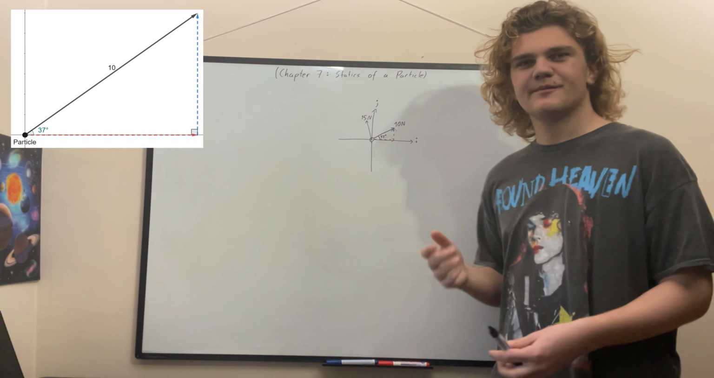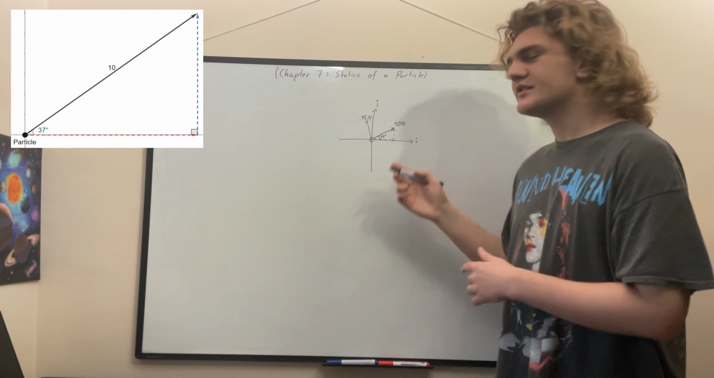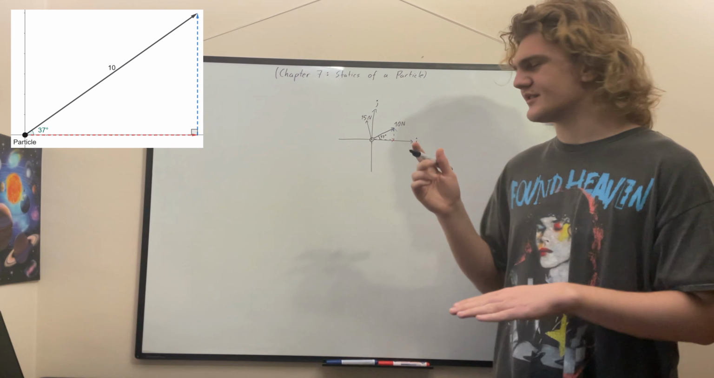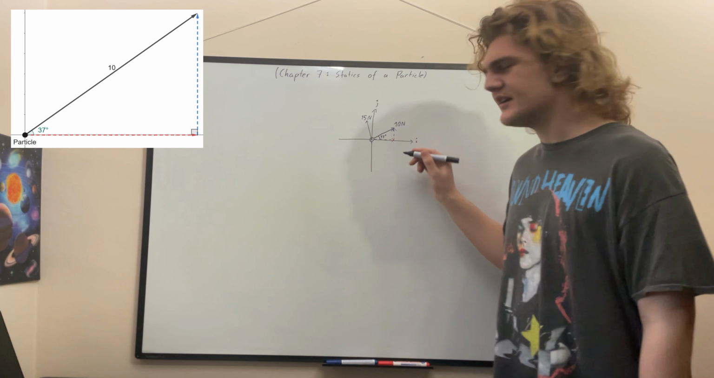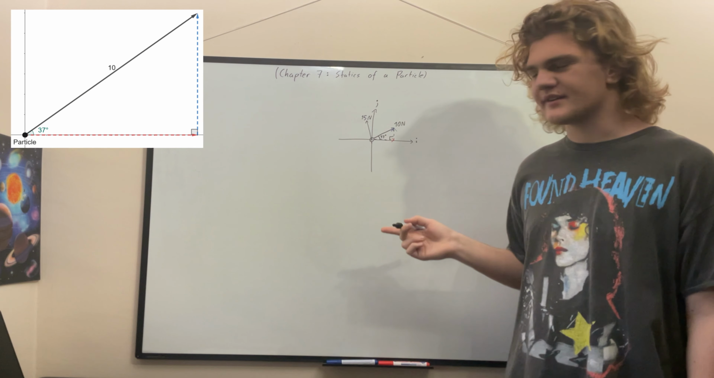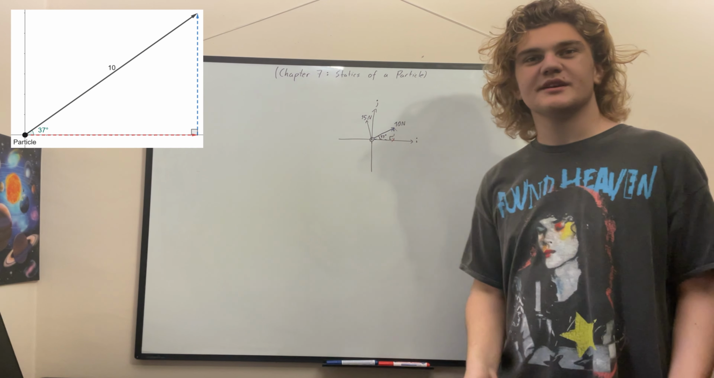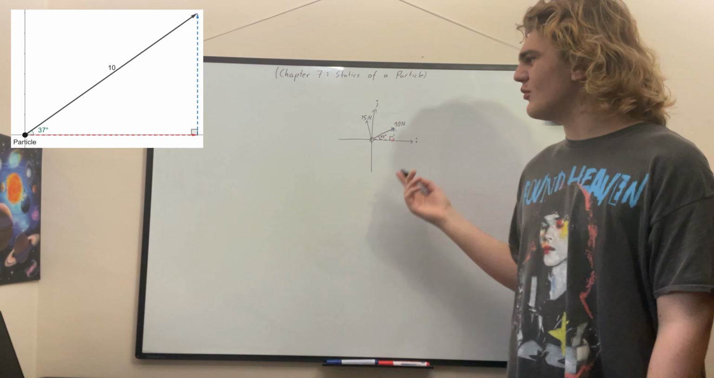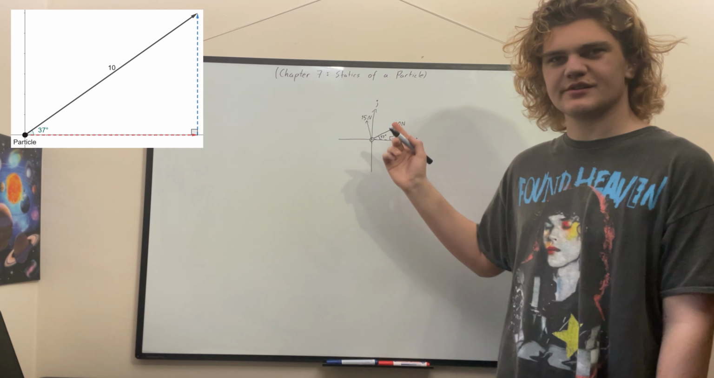Now what's helpful about this is that we want to split the vector into two parts, one which is horizontal and one which is vertical. And what we've made here is a right angled triangle. So we can use our trigonometry skills from pure maths to figure out what these horizontal and vertical vectors would be.